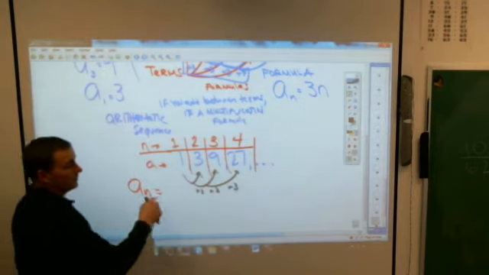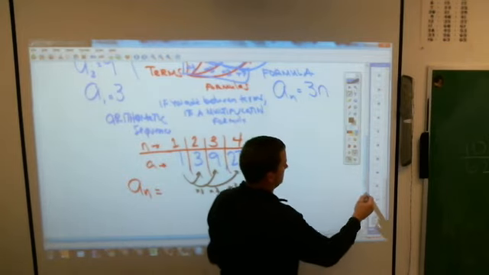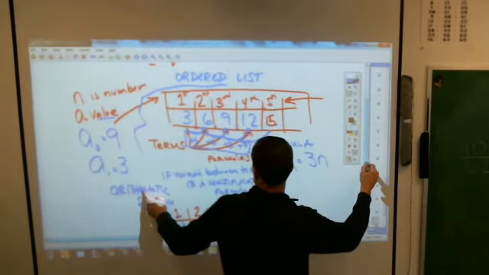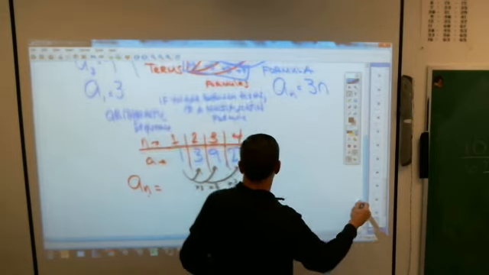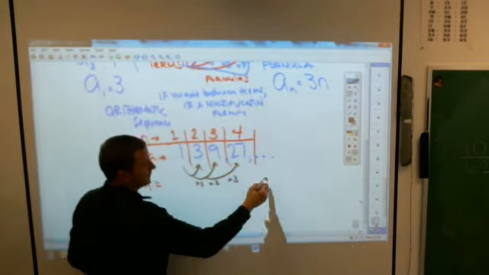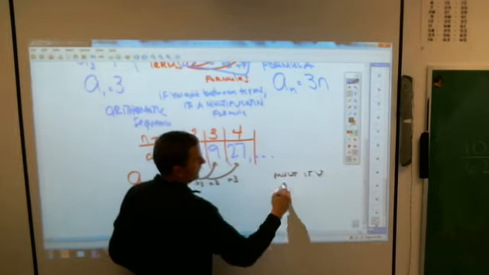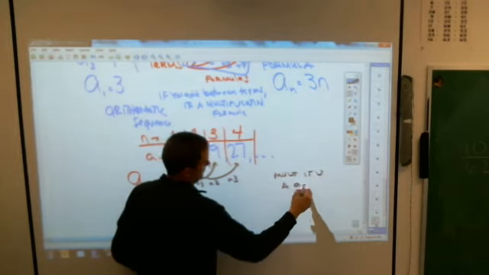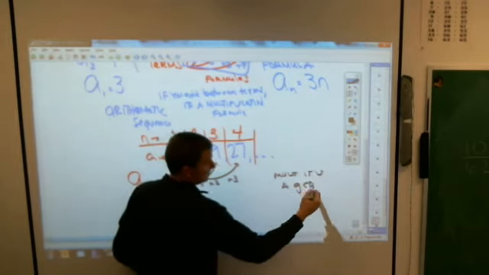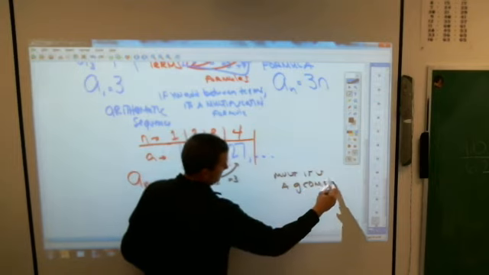By the way, the last one was addition, and we called it an arithmetic sequence. If it's multiplication, it is a geometric sequence. I don't know why they call it that, I just give it to you because it's in the book.